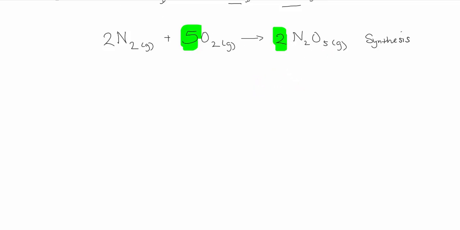Now, if we were to read this in a narrative fashion, this would be 2 moles of gaseous nitrogen reacting with 5 moles of gaseous oxygen in order to form 2 moles of dinitrogen pentoxide. So let's try another. If I have NH4NO3, I'm going to call that a gas. And I'm going to decompose that into nitrogen, oxygen, and water.